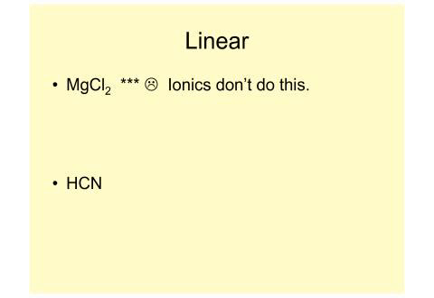Linear. MgCl is an ionic compound because it's a metal and a nonmetal, and ionics don't really do this, but this is the simplest form of a linear thing. Magnesium would bring in 2 valence electrons. Chlorine would bring in 7. Magnesium goes in the middle, it's the least frequently occurring.